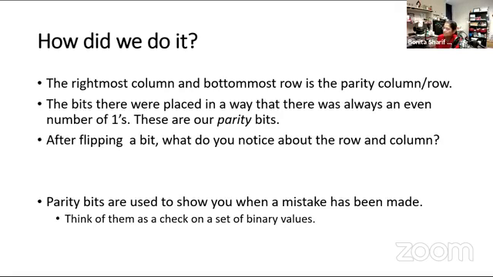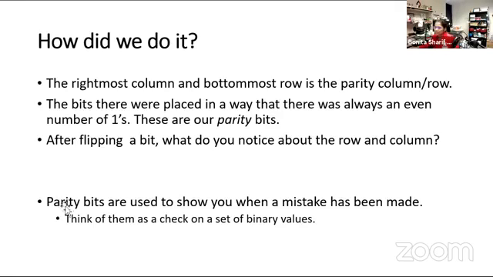So our parity bits needed to be placed in a way such that the number of ones in that row or column was even. And we call that even parity. After we flipped a bit, what you notice is that the count was off in that row or column. So when Nilofar turned around, she tried to give you hints by saying, is it in this row? And then is it in this column? Because that's how she went about trying to figure this out. It's looking for the odd number of ones in the rows and then the column. And that gives you the bit, right? That's what we use parity bits for. So just think of them as a check on a set of binary values.